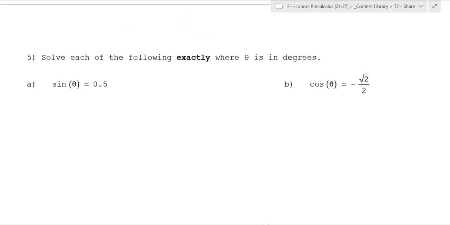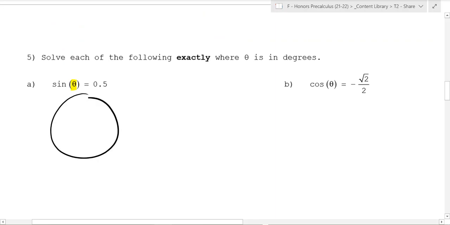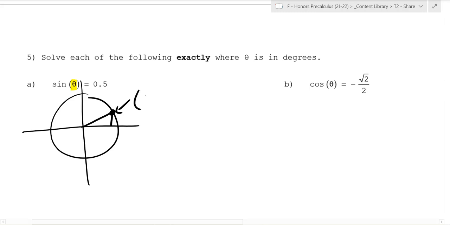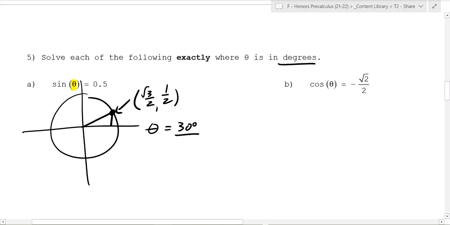So continuing on finding more of these, we're asking to find theta when sine of theta is equal to 1/2. So when is sine of theta equal to 1/2? So if we look at this and we know we have our unit circle here, when is sine, the height, equal to 1/2? That's at this triangle right here when it's root 3 over 2 comma 1/2. And that's going to be when theta is equal to 30 degrees, which is pi over 6, but they want this in degrees, so we write 30 degrees.